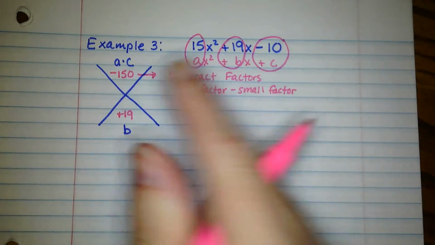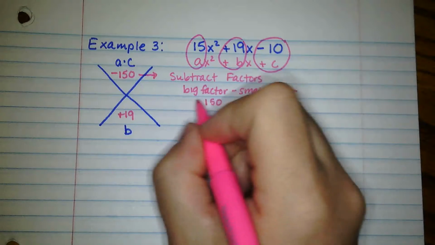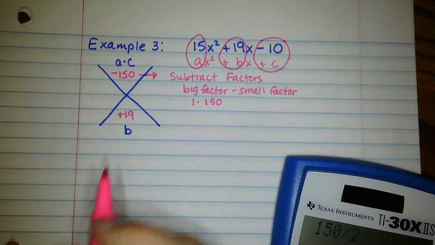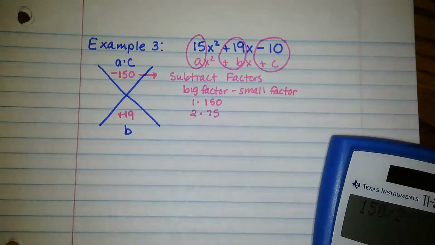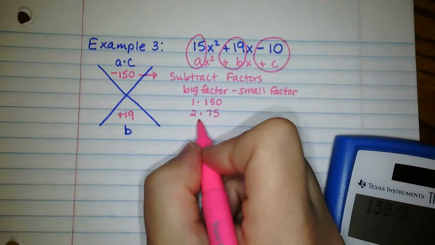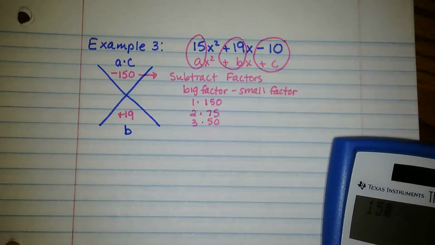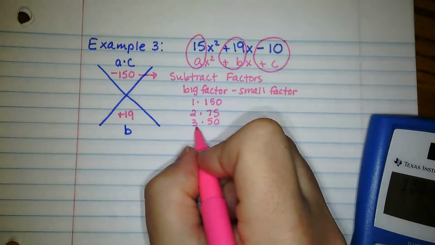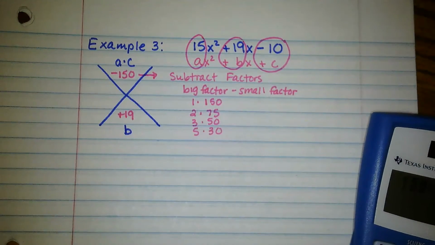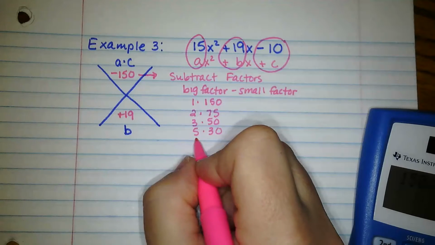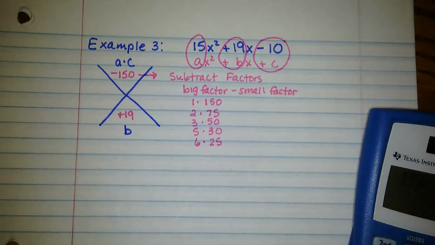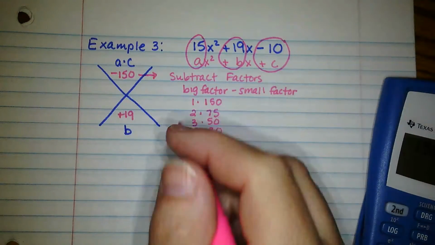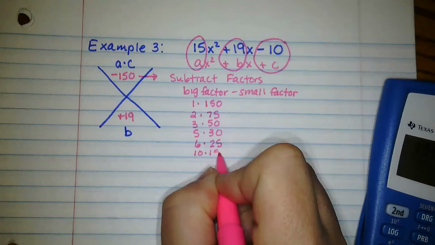Now what we need to do is write down our factors of 150. So I have 1 times 150. I'm going to bust my calculator out to do these a little faster. 150 divided by 2 is 75. 150 divided by 3 is 50. 150 divided by 4 doesn't work. 150 divided by 5 is 30. 150 divided by 6 is 25. 150 divided by 7, 8, and 9 don't work. And then you have 10 times 15.